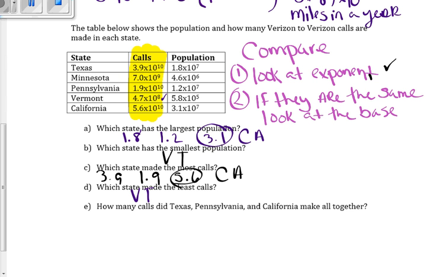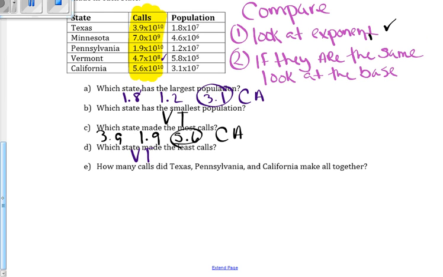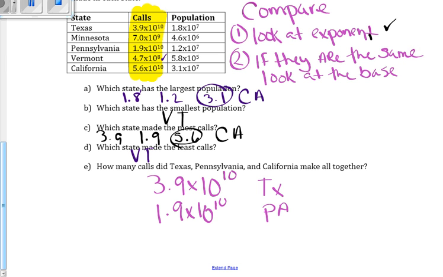So our next step is how many calls did Texas, Pennsylvania, and California make all together? So this one we're going to be adding exponents, and this trick for adding exponents that I'm going to show you only works when all the exponents are the same. So Texas is 3.9 times 10 to the 10th power. PA is 1.9 times 10 to the 10th. And finally, California is 5.6 times 10 to the 10th.